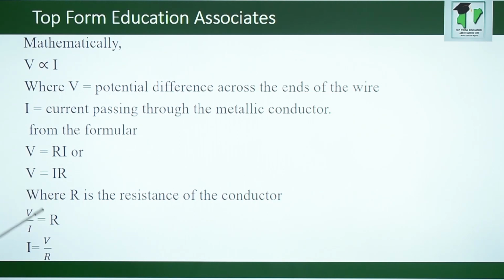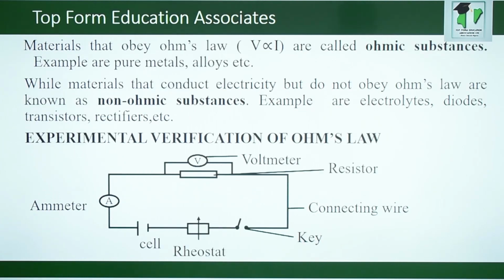If you want to make R the subject of the formula, we have V equal to IR, so V over I equals R, because if you divide both sides by I, the I cancels out, remaining R. So V over I gives you R. If you want to make I the subject of the formula, you divide through by R. Dividing by R here, it cancels out, so we'll have V over R equal to I. Are you getting it? So that is Ohm's law, defined mathematically.